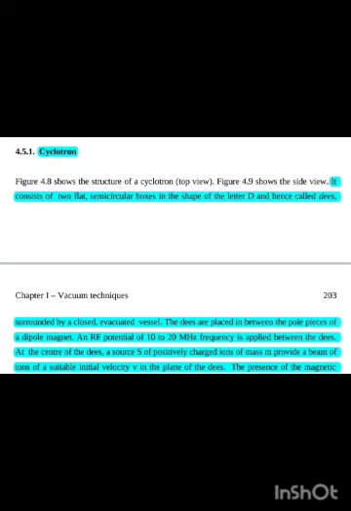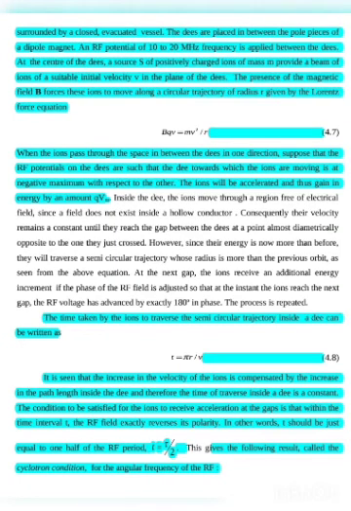The first machine was built in 1932 by Lawrence and Livingston. They used a dipole magnet with a pole piece diameter of 11 inch and an RF oscillator of only 2 kV potential. Cyclotron. It consists of two flat semicircular boxes in the shape of the letter D and hence called Ds. Surrounded by a closed evacuated vessel, the Ds are placed in between the pole pieces of a dipole magnet. An RF potential of 10 to 20 MHz frequency is applied between the Ds.